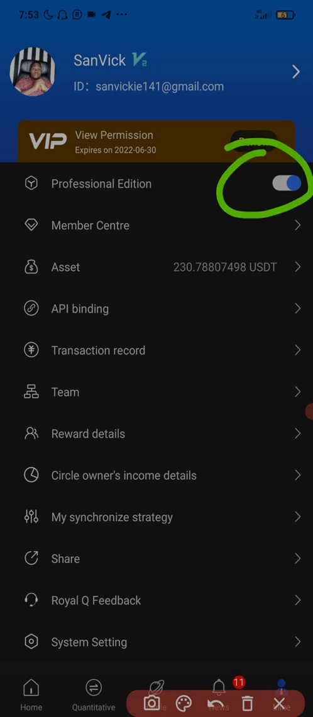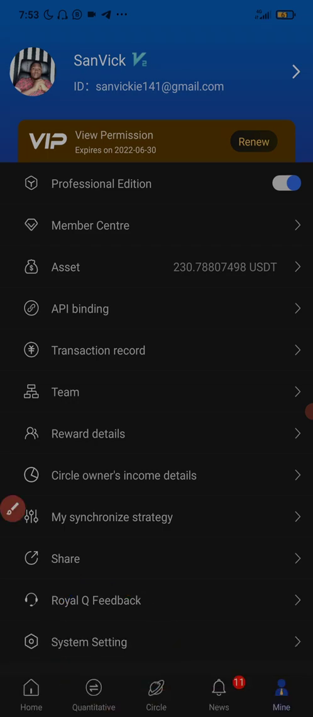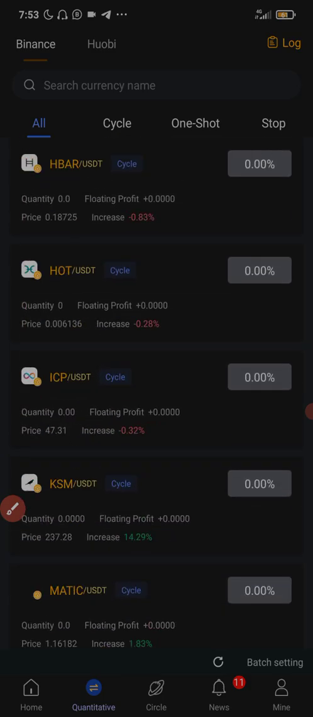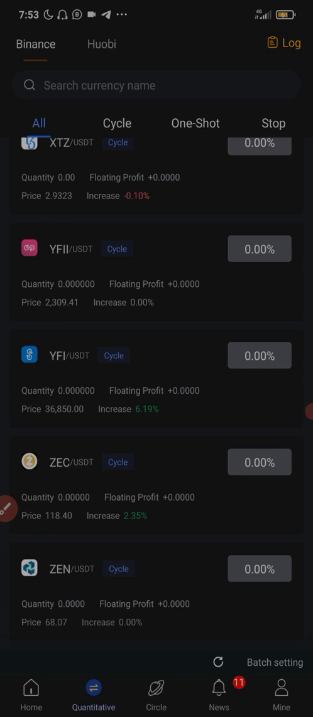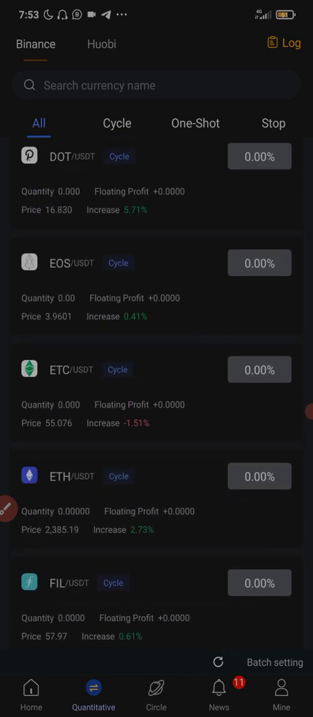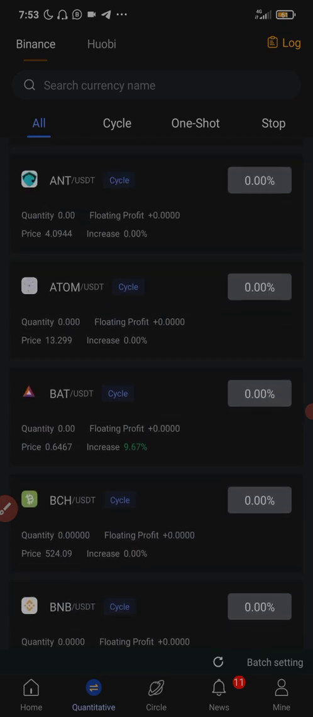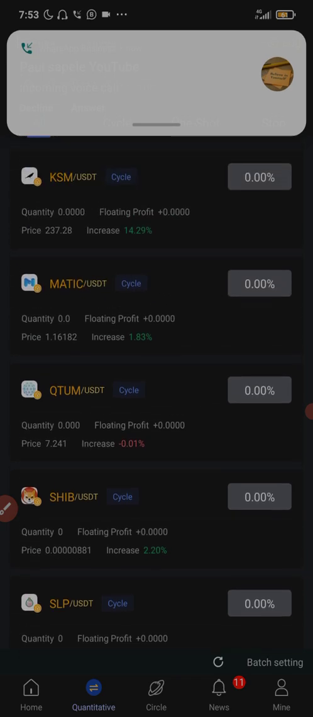Now if you want to set up trade for any coin, all you have to do is to go here, click on quantitative. From quantitative you are going to see all the coins that are available for trading. And mind you, I actually counted these coins that are available here on this platform. There are 52 coins. So that means you can't actually trade all the coins in the market on this Royal Q bot.